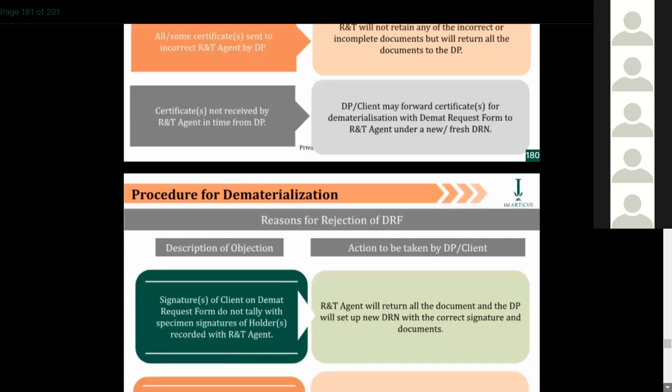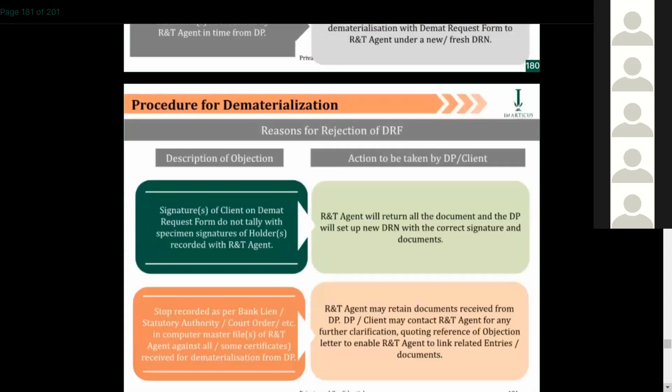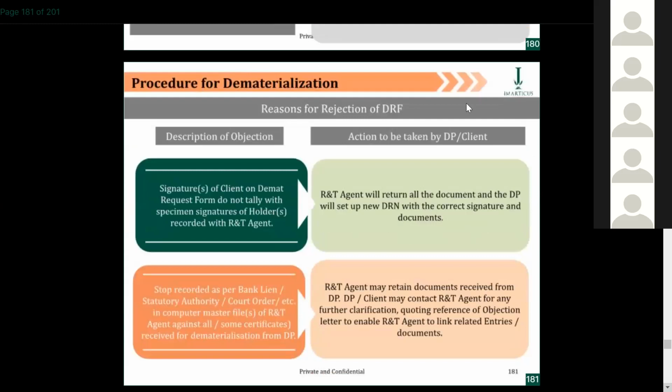Another objection is signature of the client on demat request form does not tally with the signature of holder recorded in R&T. So this happens to you in the bank also sometimes, you issue a cheque and the cheque is not honoured because your signature differs. So in that case, the customer would have to either attest his signature or sign a fresh DRF and send. So R&T agent will return all documents and DP will set up a new DRN with correct signature and document.